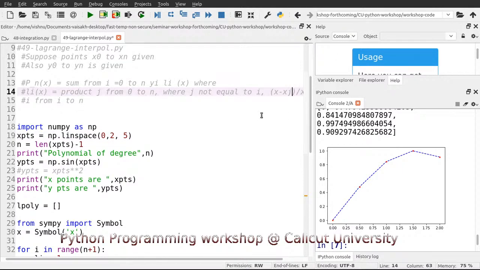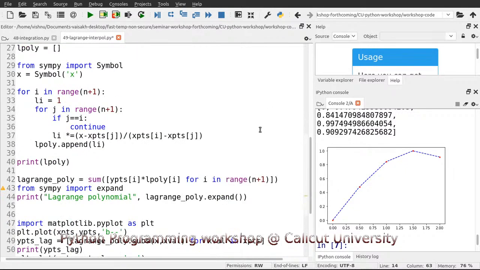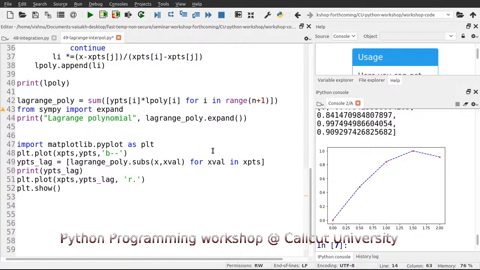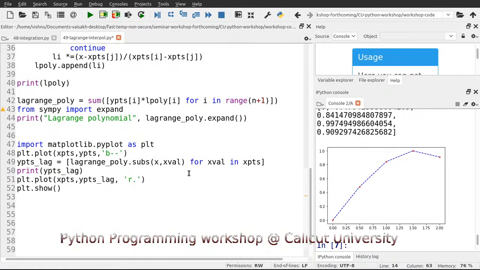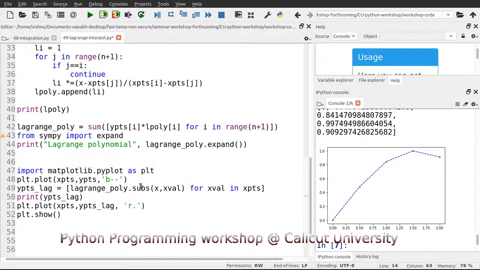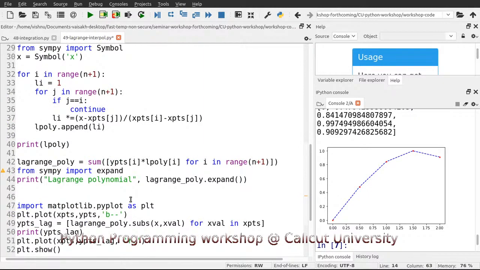So Lagrange interpolation actually gives you an approximation given 0 to n data points. It constructs a polynomial of degree n, and it passes through all the points. If you want to see the points through which these things are passing, that's also quite possible. For the sine values, we can probably put a dot also.